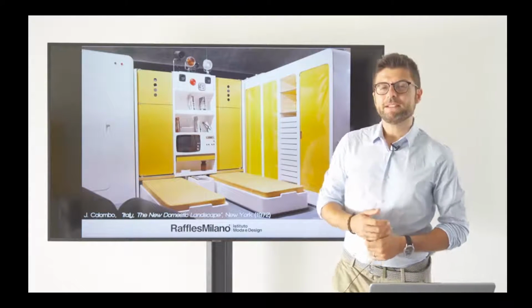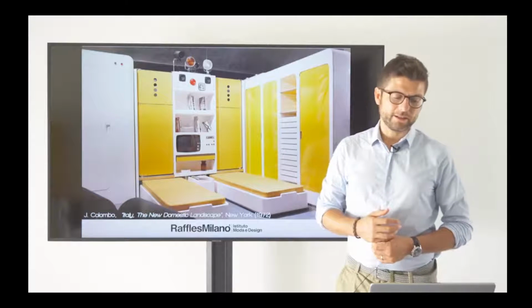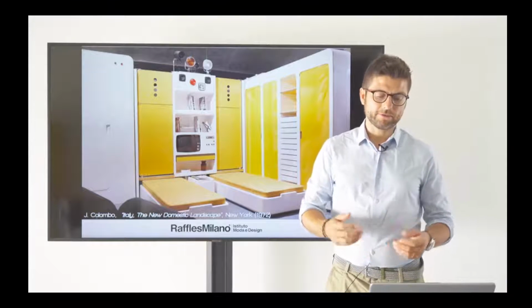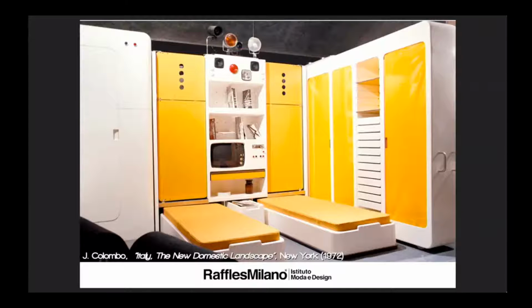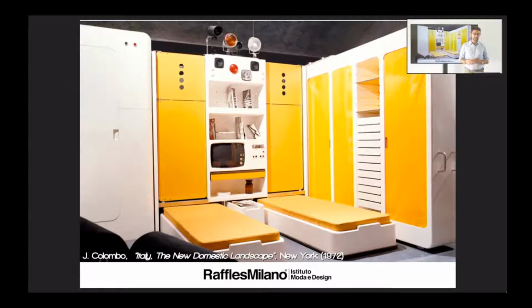This trend of flexibility goes on until we arrive at this famous exhibition in New York called Italy: The New Domestic Landscape, and here we see the prototype designed by Joe Colombo. An interior that now is really flexible, that can stay everywhere. Here we are in front of another unit for living. In a minimum space, we can sleep, we can cook, we can watch television, all in a few meters.